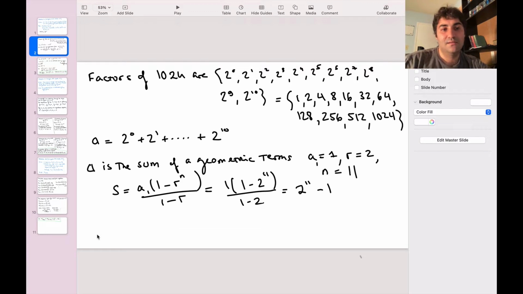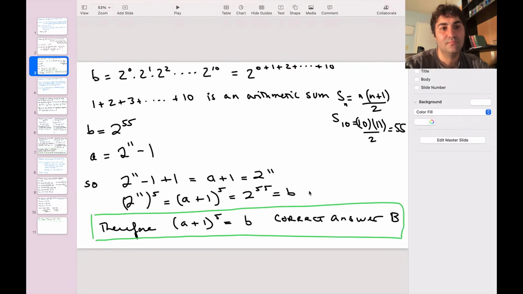So A is equal to 2 to the 0 plus 2 to the 1 all the way up to 2 to the 10th power. So this is going to be kind of like a geometric series, right? So a1 equals 1, which is 2 to the 0 power, r equals 2, because we're multiplying each term by 2, and n is equal to 11. You plug this in, and then we get the sum is equal to 2 to the 11th power minus 1.